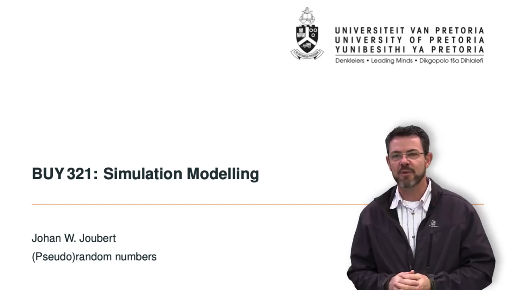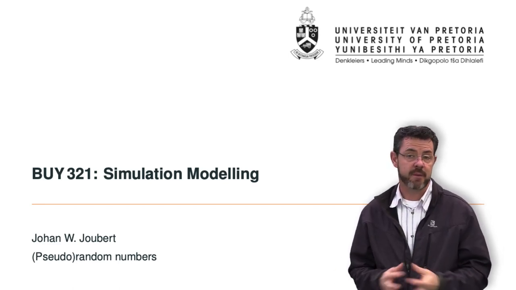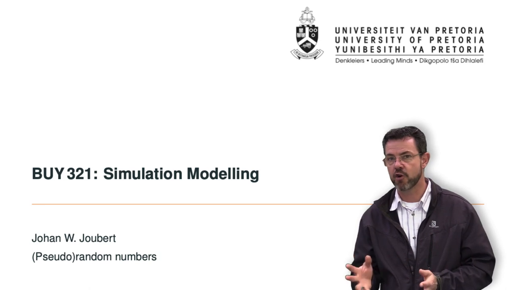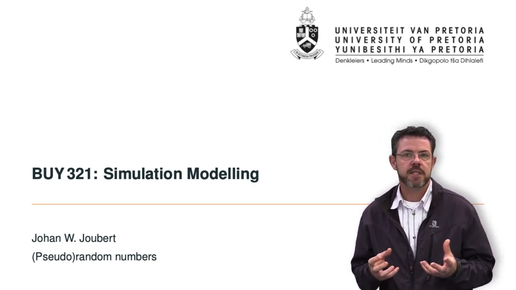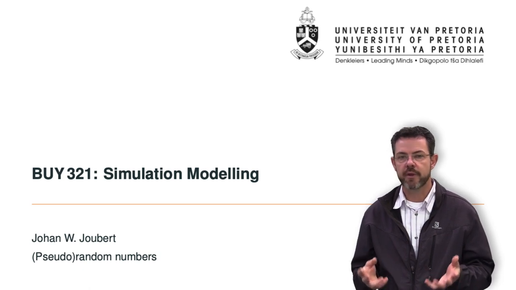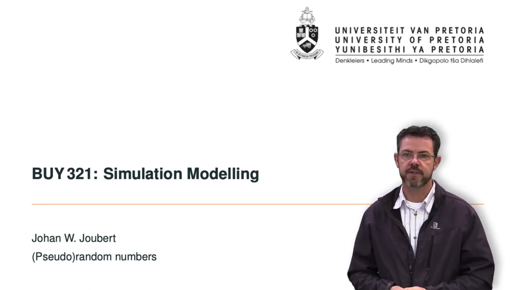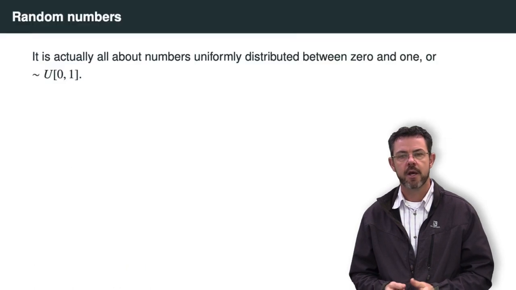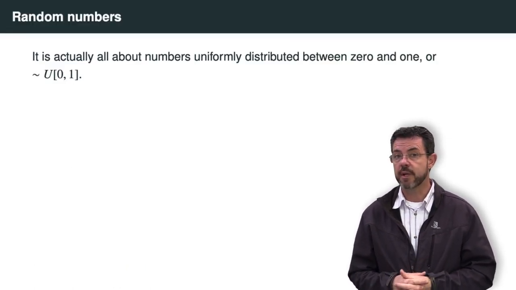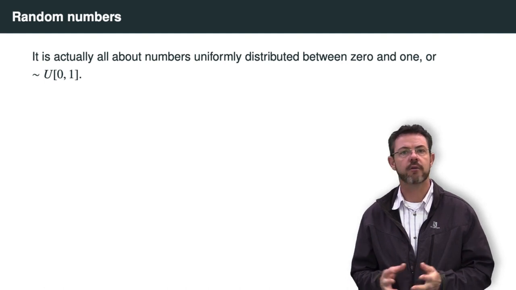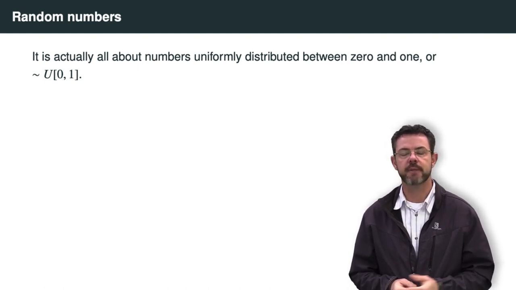Hi, and welcome to this lecture on random numbers, or specifically pseudo-random numbers, but we'll get there a little bit later. I want to explain how your computer deals with the randomness, especially in the context of simulation modeling. It turns out that it is all about generating numbers between 0 and 1 that are uniformly distributed. Let me explain.